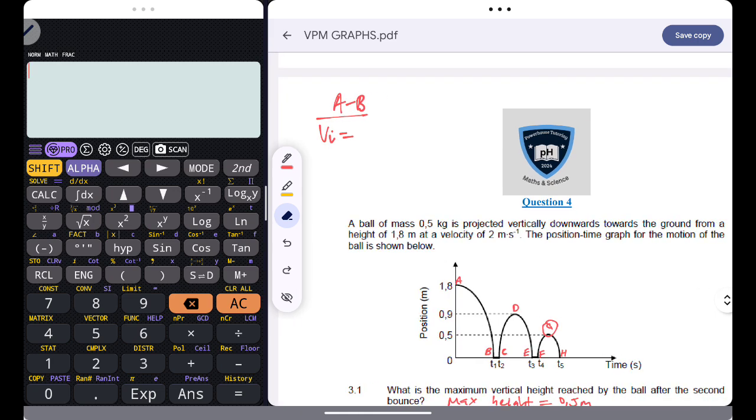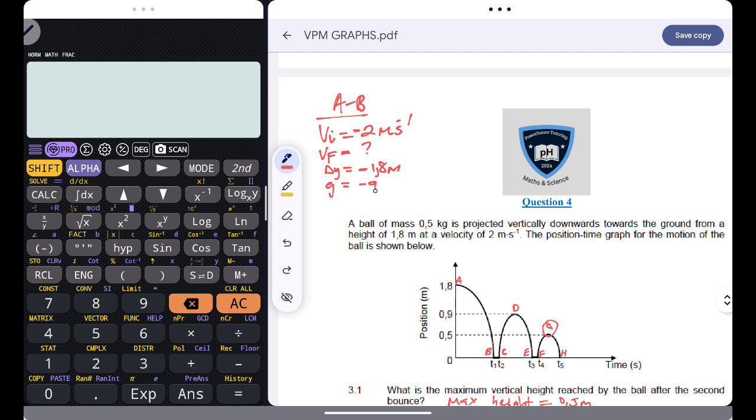Okay, so I was told that the ball was thrown vertically downwards at a velocity of 2 meters per second. The magnitude of the velocity is 2 meters per second. However, it was thrown downwards, so I'll have a negative sign over there. I don't know the final velocity. And also, I know the distance covered. That's 1.8 meters in the negative direction.